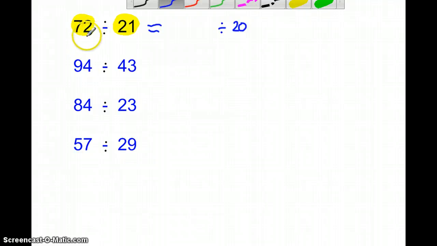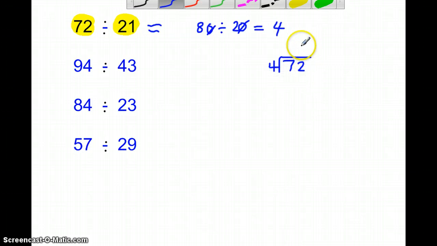Since this is a little bit more than 70 and this is a little bit more than 20, I think I'm going to go up to 80 and figure it out that way. And I'm working in the unit of 10. So 8 divided by 2 is 4. Now that's my approximate number. So let's do this in long division and see how close we are, if we should have gone up or down.